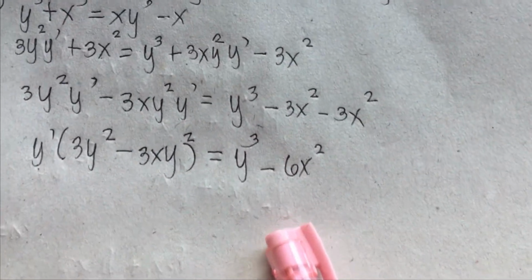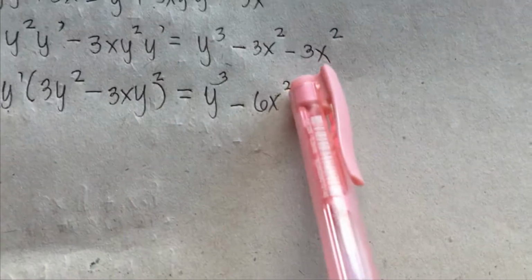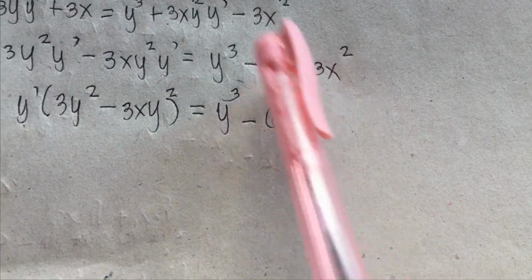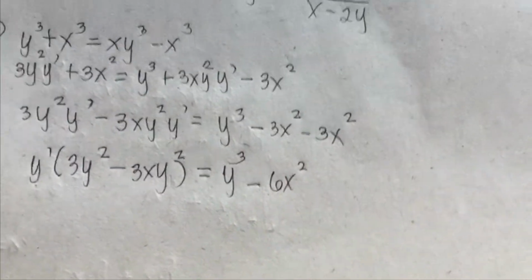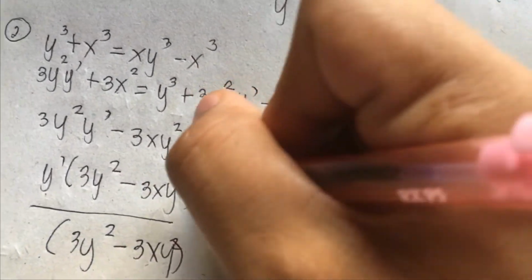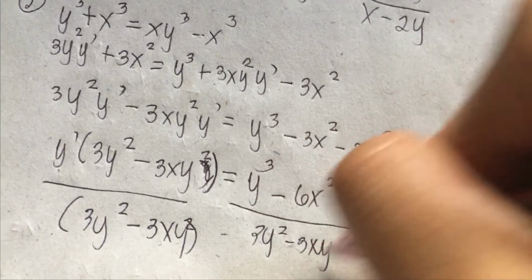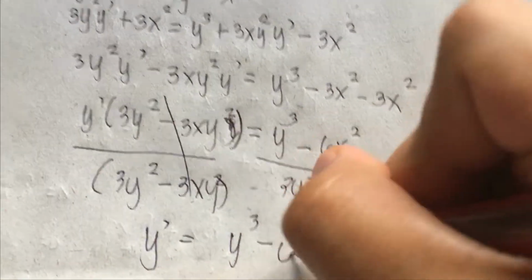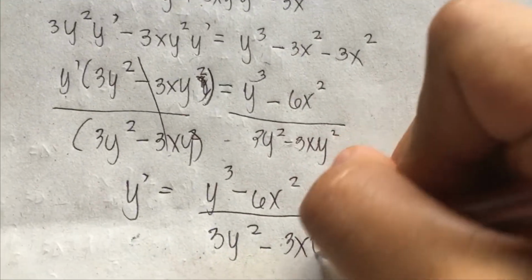You can subtract since, according to the rule of subtracting integers, change the sign in the subtrahend, then add. So, negative 3x squared minus 3x squared is negative 6x squared. So, factor out, then divide both sides by 3y squared minus 3xy squared over 3y squared minus 3xy squared. So, y prime is equal to y cubed minus 6x squared over 3y squared minus 3xy squared.